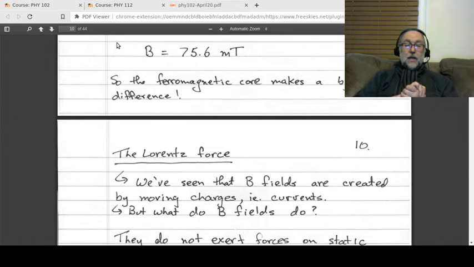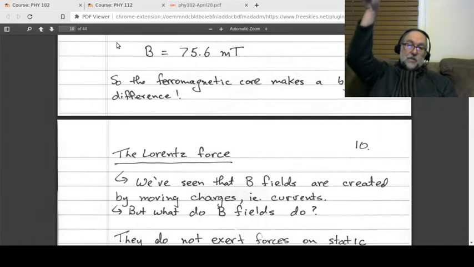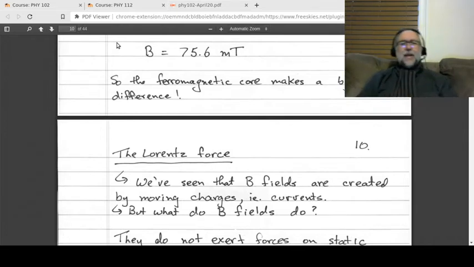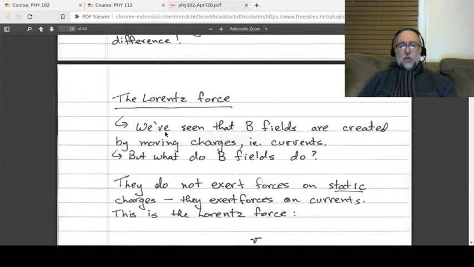Electric fields do. Once again, if you have an electric field that is up and you put a positive particle in it, it will accelerate up because it accelerates with the electric field. If you have a negative charge and you put it in an electric field that is up, then the negative charge would accelerate in the opposite direction of the electric field. But how do magnetic fields work, and how do they exert forces on moving charges? The answer is the Lorentz force.